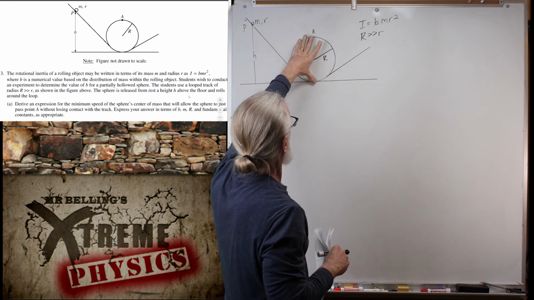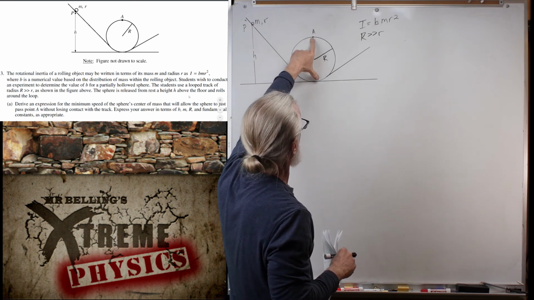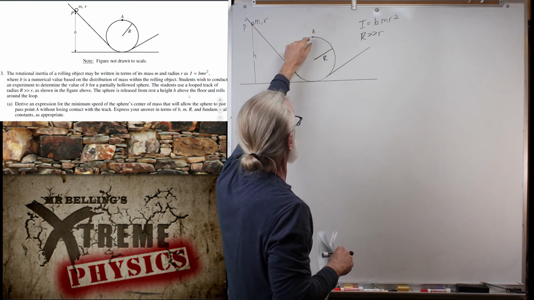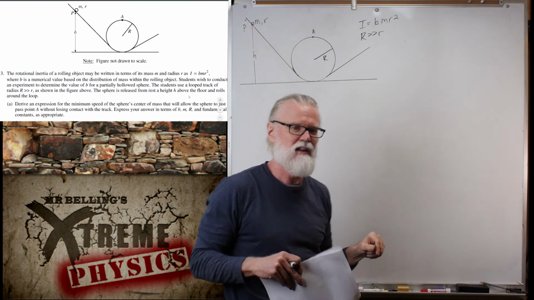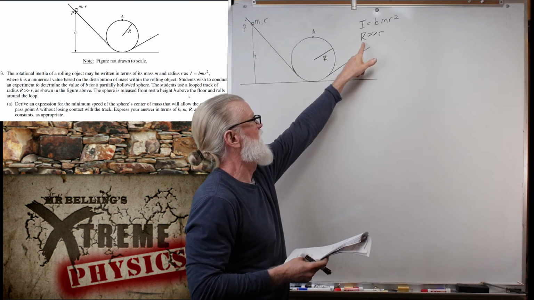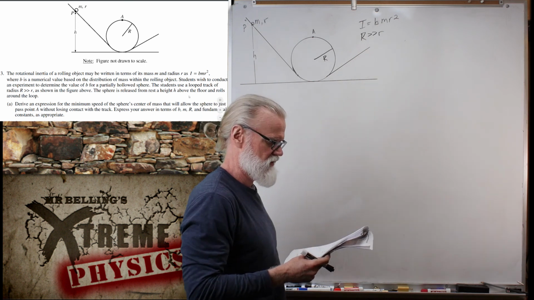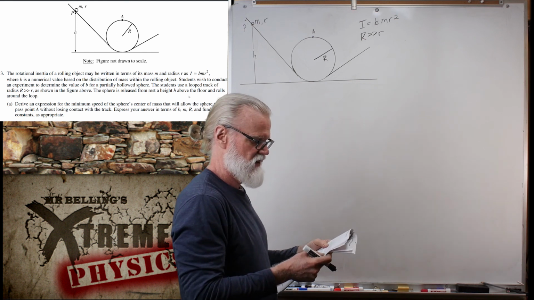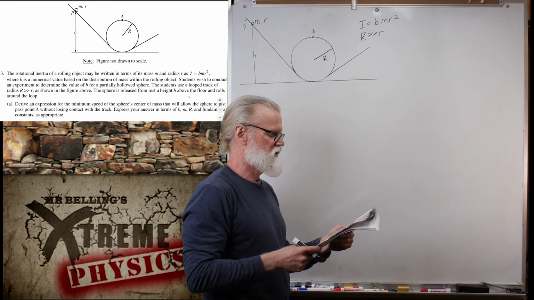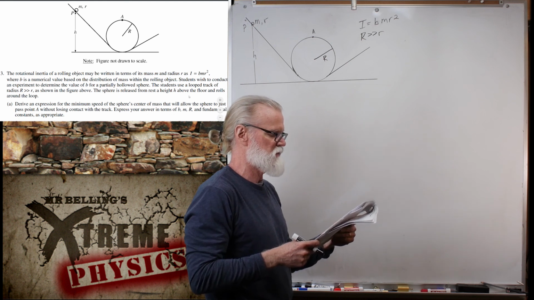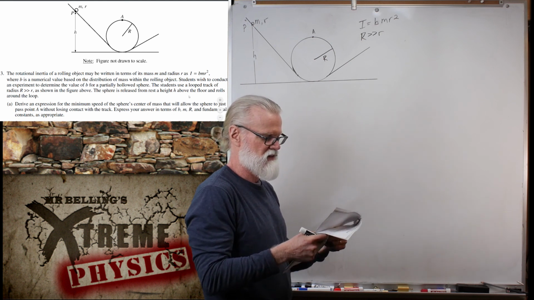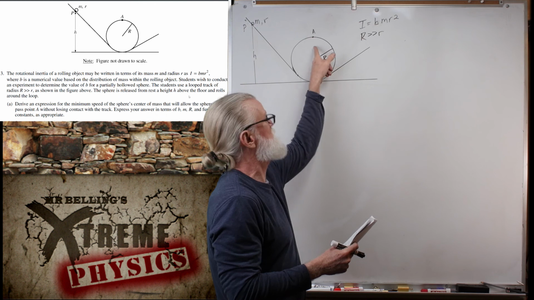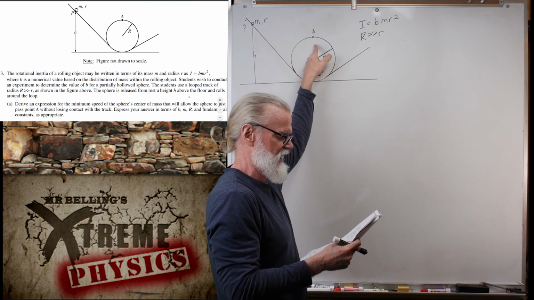So for instance, when the sphere is up here, its height is just going to be 2R. We're not going to have to subtract the size of the sphere. That's what they're telling us when they say that big R is much, much larger than little r. The sphere is released from rest at height h above the floor and rolls around the loop. Part A: derive an expression for the minimum speed of the sphere's center of mass that will allow the sphere to just pass point A without losing contact with the track.